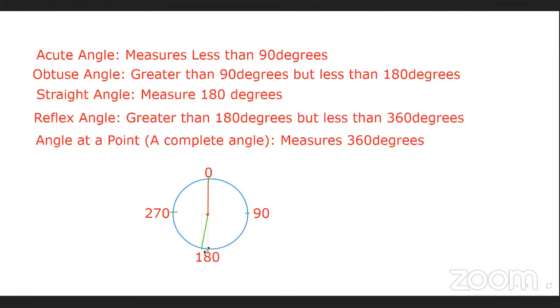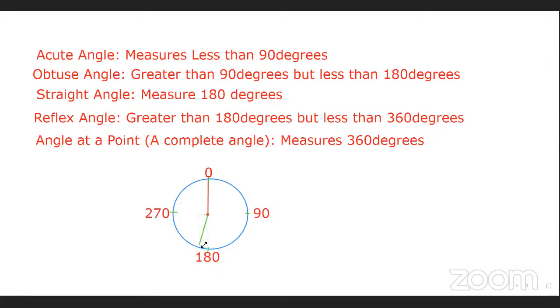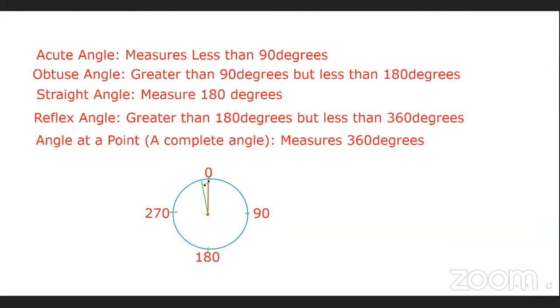Reflex. So anywhere after 180 coming around, what am I looking at? Reflex, miss. Yeah. Reflex angle, good. So coming around, I know that I'm looking at reflex angles. All right. So it's greater than 180, but less than 360.